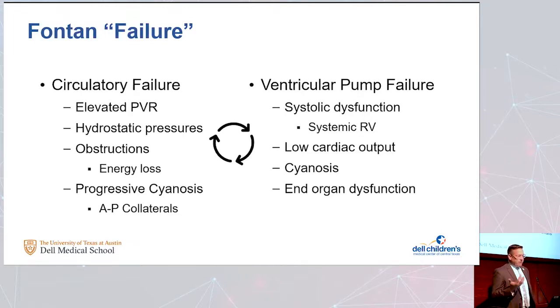So Fontan failure can be described in two different pathways. The circulatory failure, where we have elevated PVRs, and mind you, much of these patients end up being on high levels of phosphodiesterase 5 inhibitors, the sildenafils, the tadalafils, and even bosentan to get the PVR, the resistance through the lungs, down. Hydrostatic pressures within the Fontan circulation are very variable with standing and laying and so forth. Obstructions within the circuit itself.